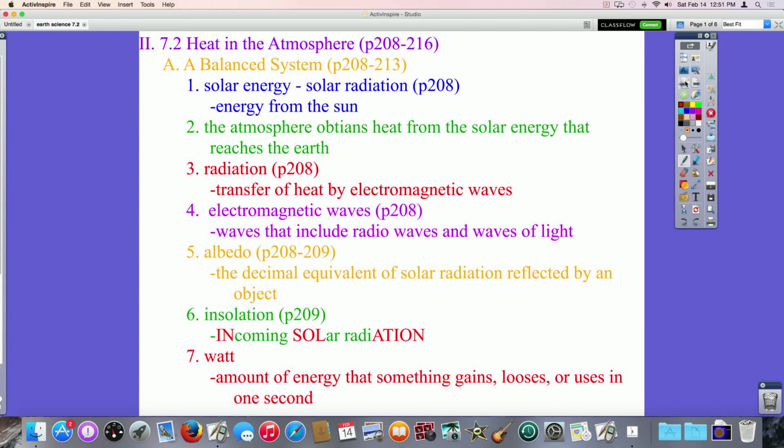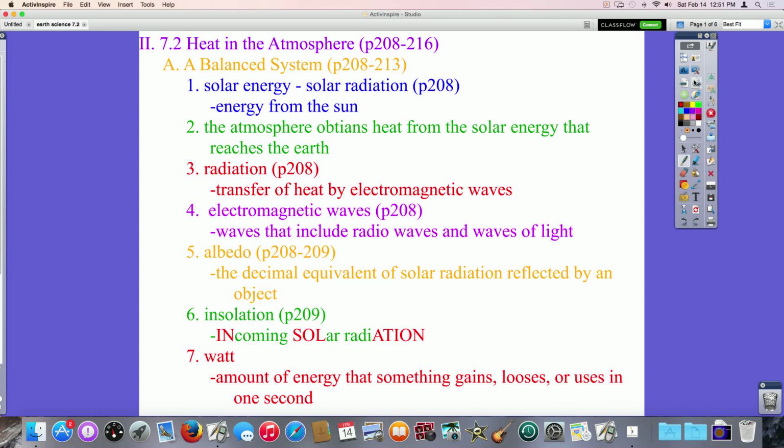All objects either absorb or reflect solar radiation, and depending on coloring, depending on makeup, will change how much they absorb or how much they reflect. If you have a dark colored car, it can get pretty hot on a hot day. A lot of solar radiation is absorbed by the darker colors. And a light colored car sitting in the same place for the same amount of time will actually not be as hot. It still might feel hot, but it won't be as hot as that dark colored car.